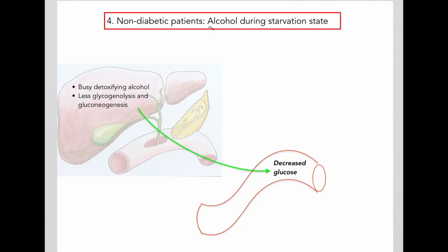Now, consumption of alcohol, especially during the starvation state, if you have not eaten anything, in this case the liver is very busy in detoxifying the alcohol. So there's going to be less glycogen breakdown and less glucose formation in the liver. Why? Because the liver is just overwhelmed with detoxifying alcohol. And without glycogen breakdown and gluconeogenesis, that's going to lead to a decreased blood glucose or hypoglycemia.